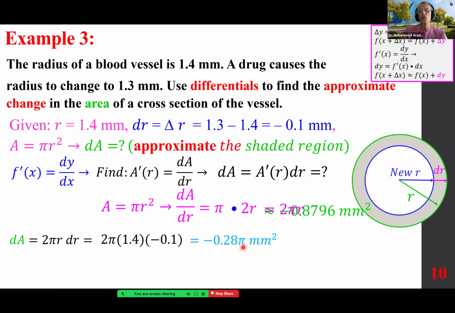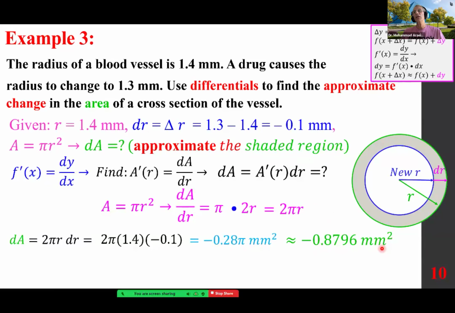An approximation using a calculator gives us negative 0.8796 millimeters squared, and you give it back with however number of decimals. So that would be the approximation of the shaded region.